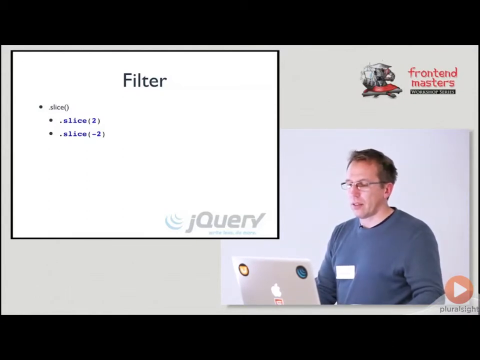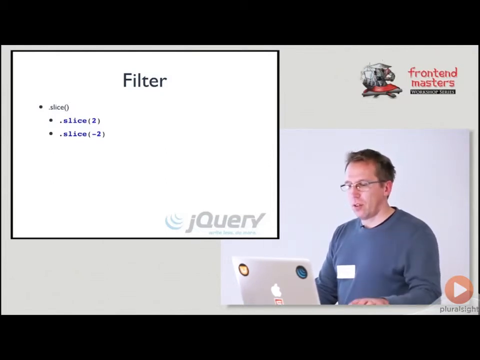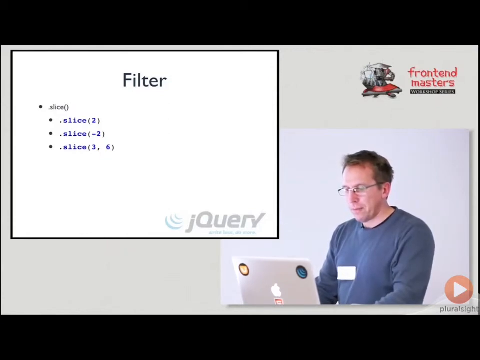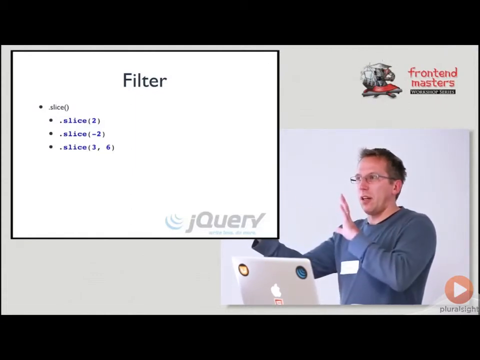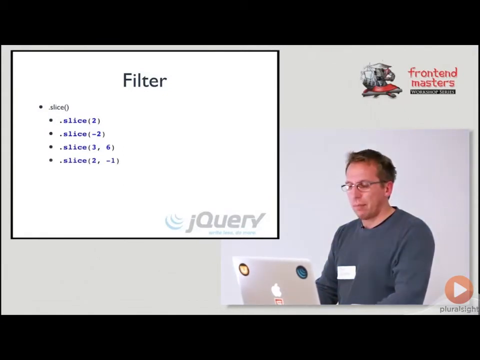But otherwise, they're 0-based. Slice -2 will give you the last 2 elements. It's kind of nice. So if we had 5 LIs, it would give you the 4th and 5th. Slice 3, 6. I can never remember this. I think this will give you, starting with the 4th one, 6 of them? Is that right? Why do I always mess this up? I always have to test this. It's embarrassing.